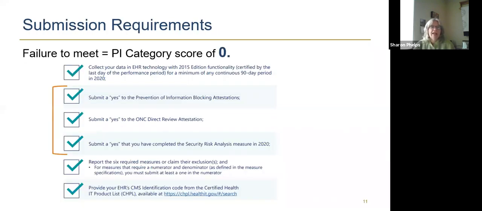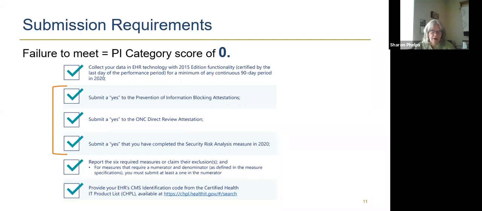Okay, if you are going to take one slide from our discussion today to use as your short, sweet little summary of what needs to be done, this is the slide. This is the submission requirements of everything that has to happen in order for you to get a score in the Promoting Interoperability category. So the first item on the checklist is that you need to collect your data in a 2015 edition certified EHR technology system.